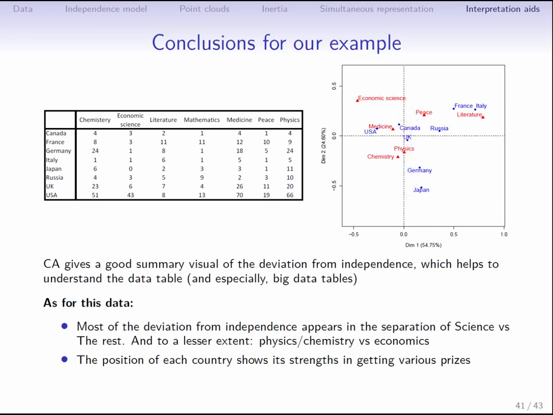The position of each country in the plot shows their relationships with the prizes. The United Kingdom, right in the middle, has not specialized in any particular prize and wins them in the proportion to which they have been given out overall. France and Italy, on the other hand, specialize in peace and literature prizes, while Japan and Germany tend to get them in physics and chemistry, and the US and Canada in economics.